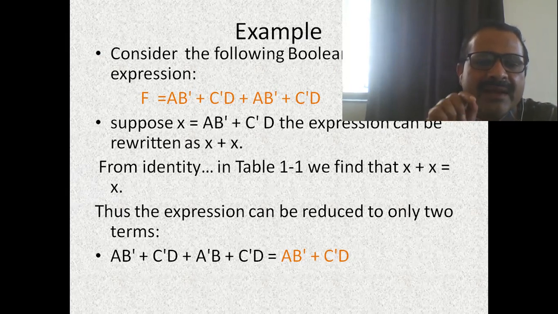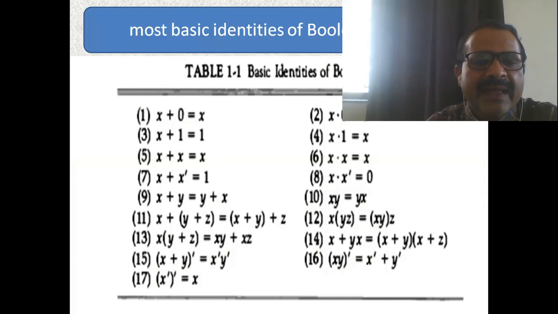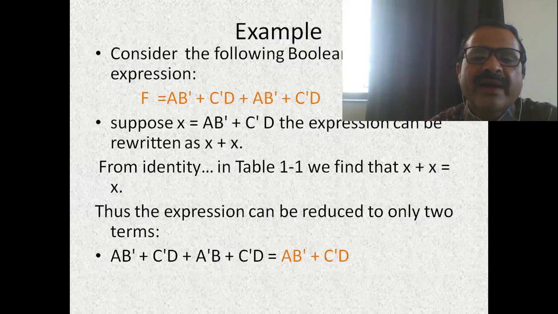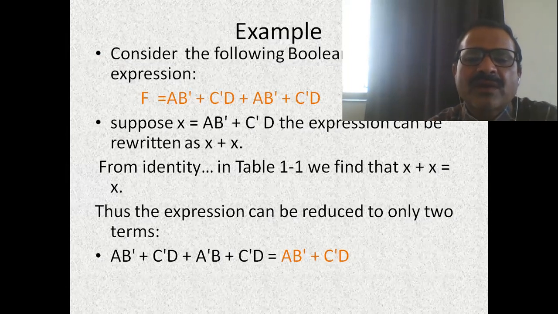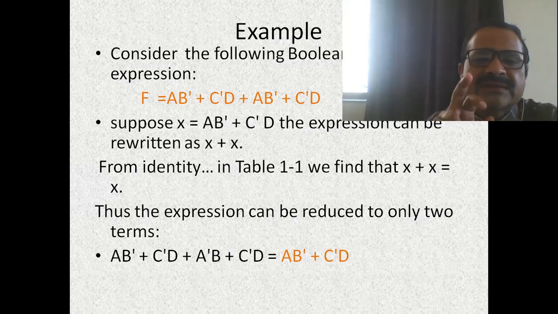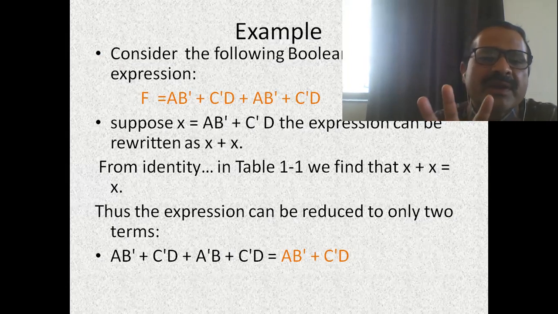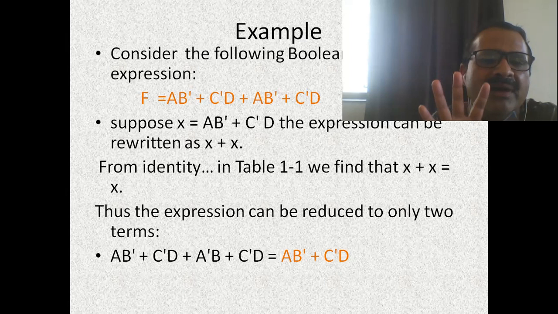Then we can write x plus x, but go back to the table, that is rule number 5, x plus x is equal to what? x. So by using this particular identity, this complicated expression where there are 1 2 3 4 5 6 7 8 variables, and there are 3 binary addition operations, and there are 4 inversion operations, and there are 4 binary multiplication operations.